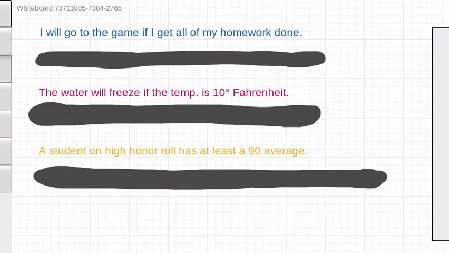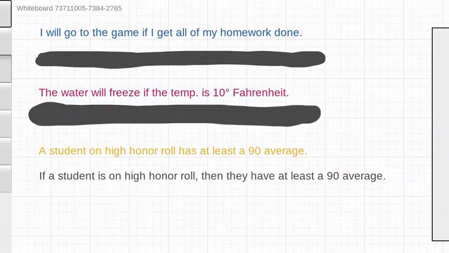So let's go bottom up. A student on high honor roll has at least a 90 average. What would that be in conditional statement form? Pause if you need to and work that out. Alright, so it would be if a student is on high honor roll, then they have at least a 90 average. Okay, the next one says, the water will freeze if the temp is 10 degrees Fahrenheit.